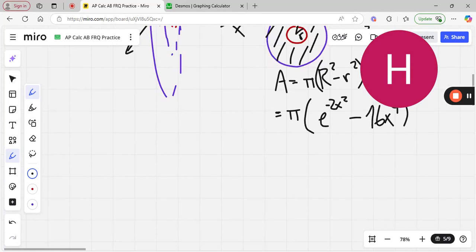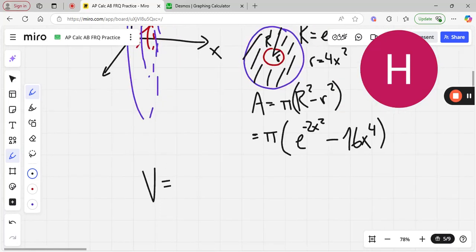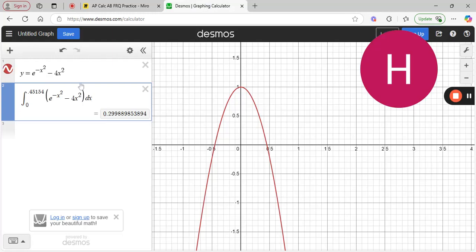Okay, so let's put that in an integral because that's going to give us our volume. And we're going from the same limits of integration. So really all I have to do to modify this is put a pi there, put a 2 there, turn this into a 16, and turn this into a 4. And that gives me the same thing as if I had put this in parentheses and squared it. And if I had put 4x squared in parentheses and squared it, same thing, right?